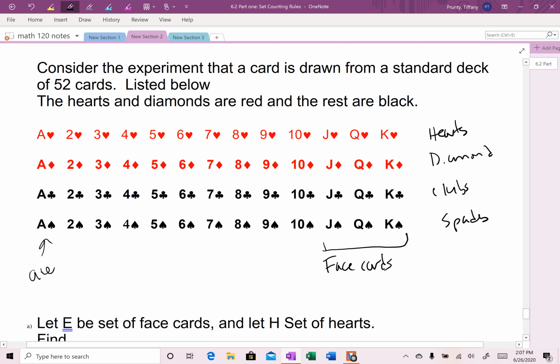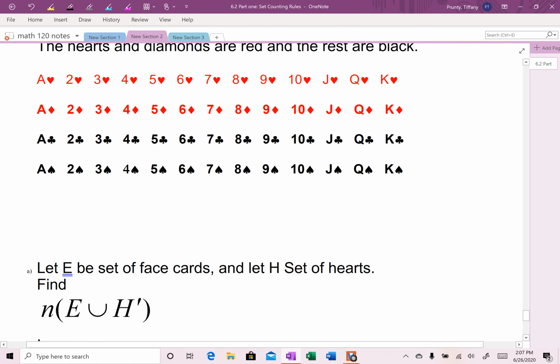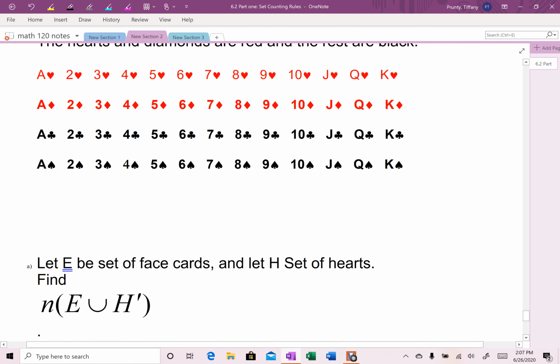All right, and half of the deck is black. The spades and the clubs are the black cards, and the hearts and the diamonds are the red ones, and you can see that they're colored for you there. All right, so that's what our standard deck is. And so now we're just going to ask you questions on it. All right, so the first question is, let E be the set of face cards, let H be the set of hearts.